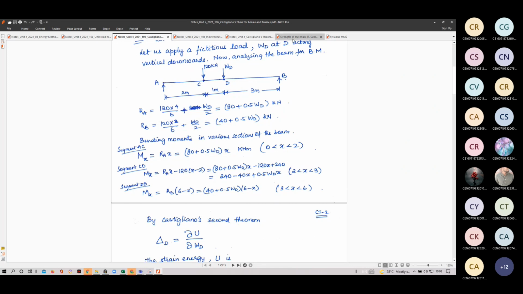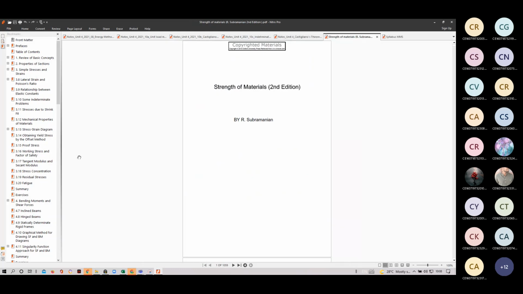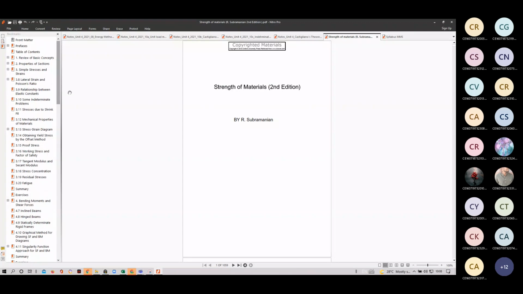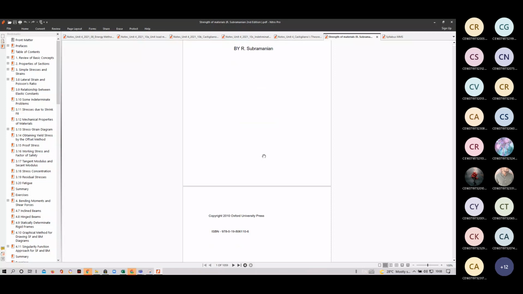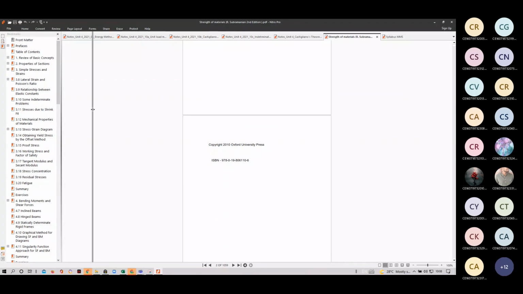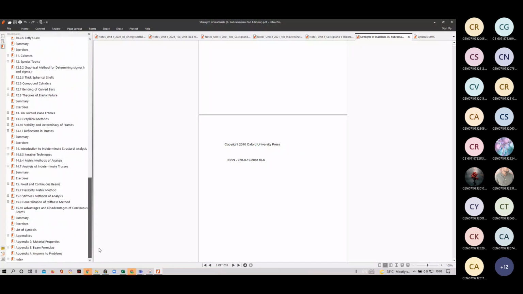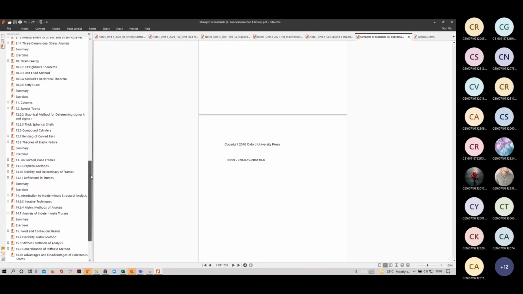I am sharing you this book. In addition to R.K. Bansal, who doesn't have so much treatise on energy theorems. He has not given it. But this strength of materials book by Subramanian is a very, very good book for these topics, and it has some good examples of fixed and continuous beams also. You can go through that.